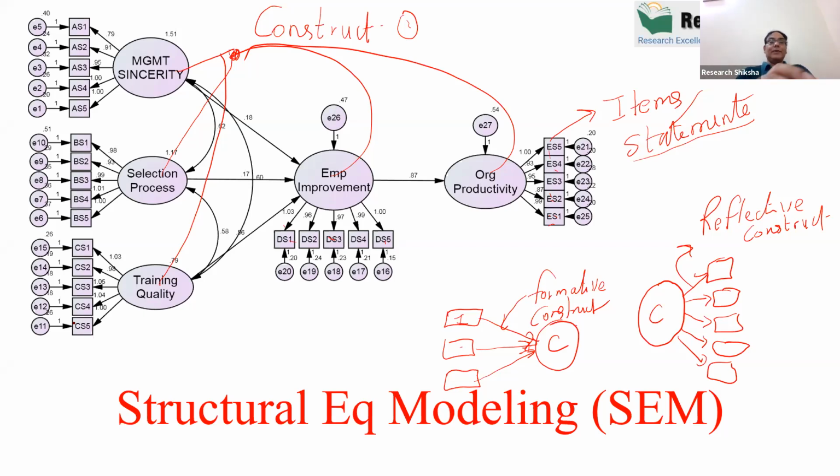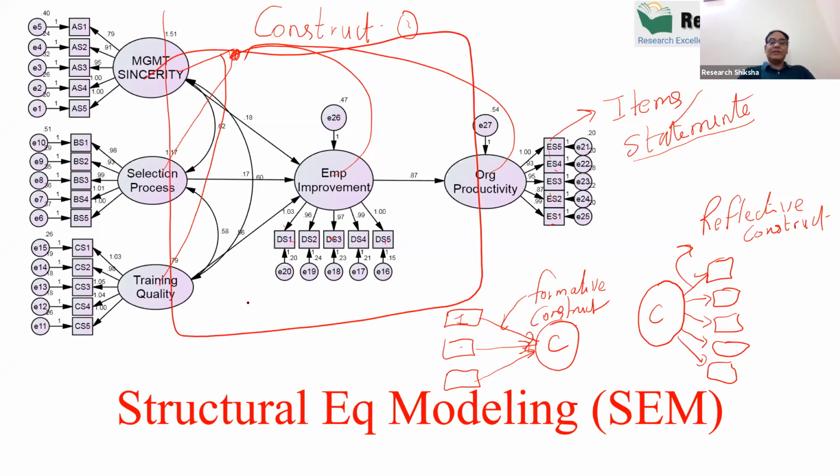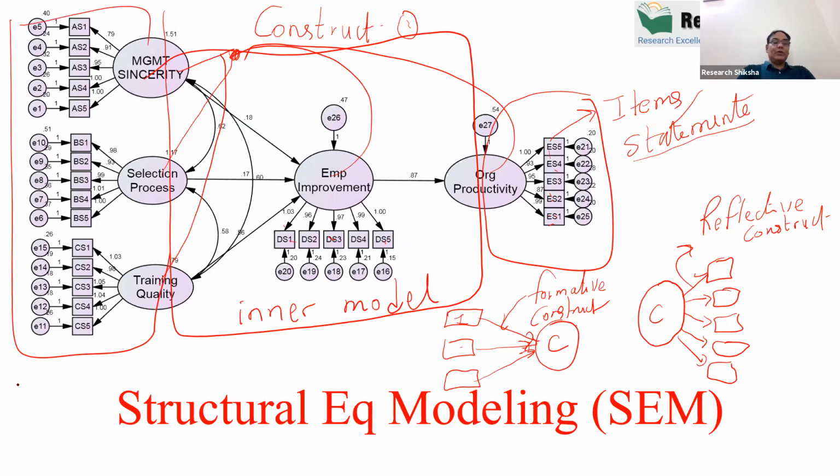Okay, now this portion of the model is known as the inner model, and this portion is known as the outer model. So we have the inner model and the outer model. The inner model is simply the arrows between the constructs, and the arrows between construct and item are part of the outer model.